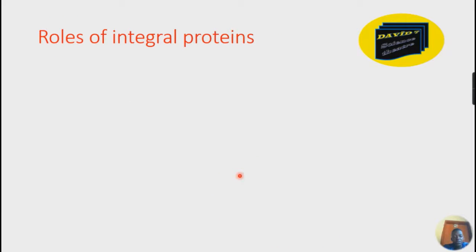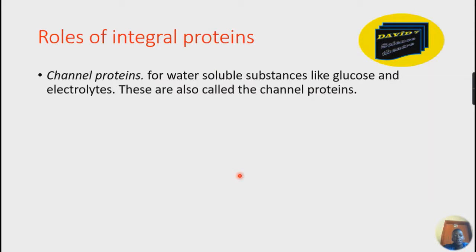So let's continue. Roles of integral proteins. What are the roles played by integral proteins? Integral proteins can be channel proteins. These channel proteins are channels for water-soluble substances like glucose and the electrolytes. These are also called the channel proteins.